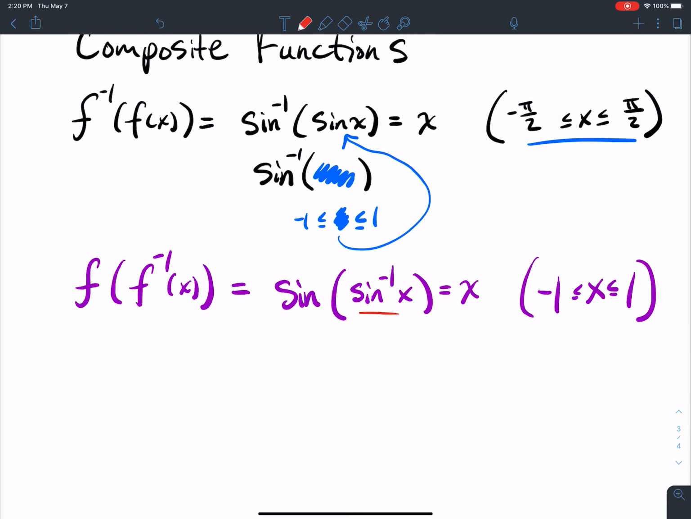think about what you can plug in for sine inverse of x. Whatever I plug in here has to be between -1 and +1. However, when I take the sine of something, it doesn't matter what that something is inside there, we can do the sine of that. So really, all we're looking for is making sure that our x is restricted between -1 and +1.